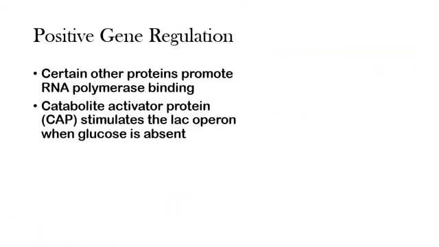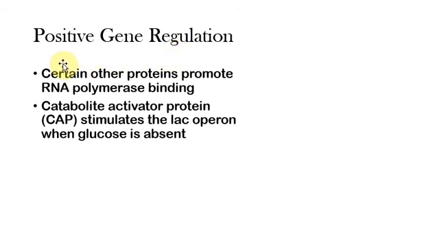So next we have positive gene regulation. If you notice, both of those forms, the repressible and inducible operons, were negative gene regulation, in which there's a negative feedback mechanism. With positive gene regulation, we want to promote the gene to being transcribed, and this will happen through these processes.